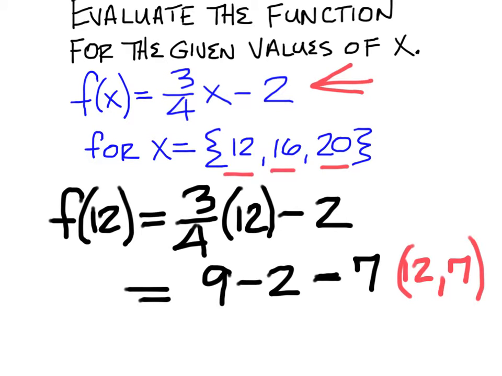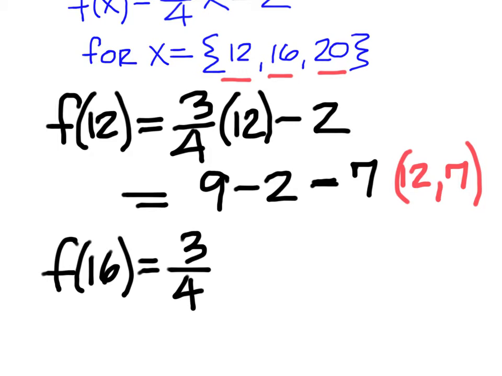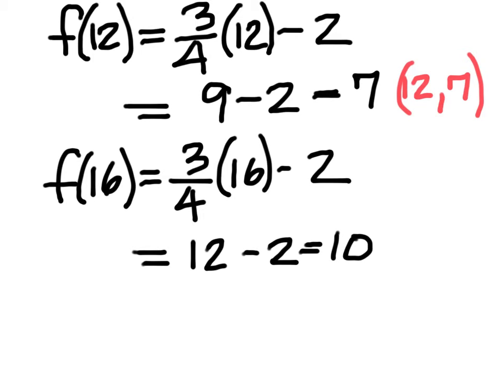Now I have to put in 16, so I'll go back through and put in f of 16 and get 3/4 times 16 minus 2. And 3 times 16 is 48, divided by 4 is 12, minus 2 is 10. So I put in a 16 and I came back with a 10.